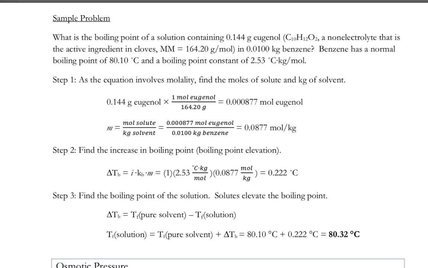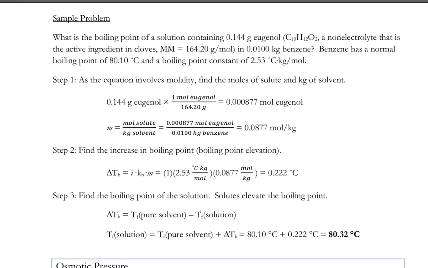Step 2, find the increase in boiling point, the boiling point elevation. So now we're using our boiling point elevation equation, delta T sub B equals i K sub B times molality. So the Van't Hoff factor is 1. How do we know that?